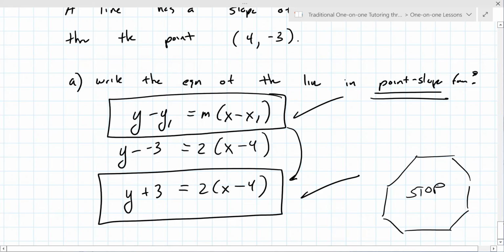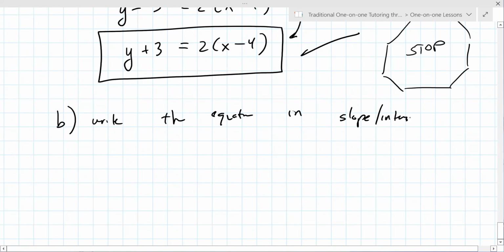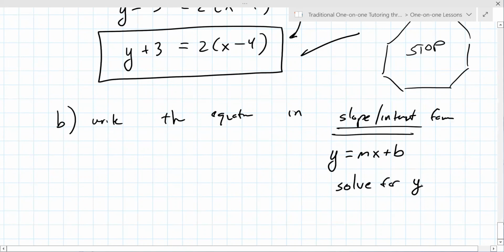Because what it sounded like you did is what part B of this problem is, which is to write the equation in slope-intercept form. And again, you got to know what that is. That's the whole point: you're supposed to know as a student what slope-intercept form is. That's y equals mx plus b. In other words, you have to solve for y. So you need to take this equation down here and solve it for y.